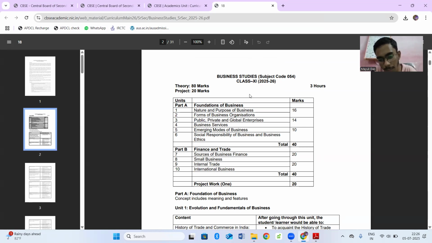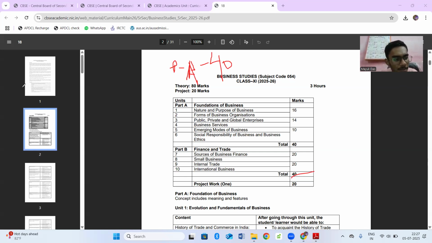this one. A total of 80 marks paper will be conducted and 20 marks will be internal. Out of 80 marks, 40 marks will be your part A, and part B, which is finance and trade, is 40 marks.